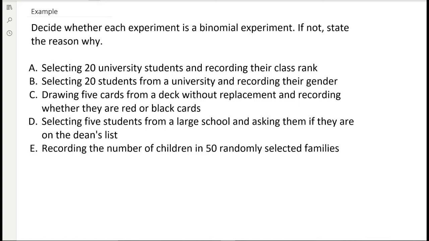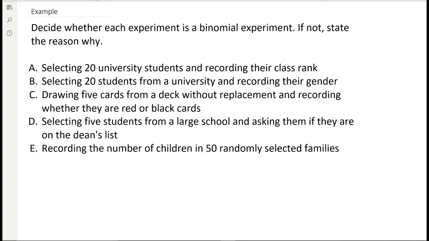Part B, selecting 20 students from a university and recording their gender. Part C, drawing 5 cards from a deck without replacement and recording whether they are red or black cards. Part D, selecting 5 students from a large school and asking them if they are on the dean's list. Part E, recording the number of children in 50 randomly selected families.